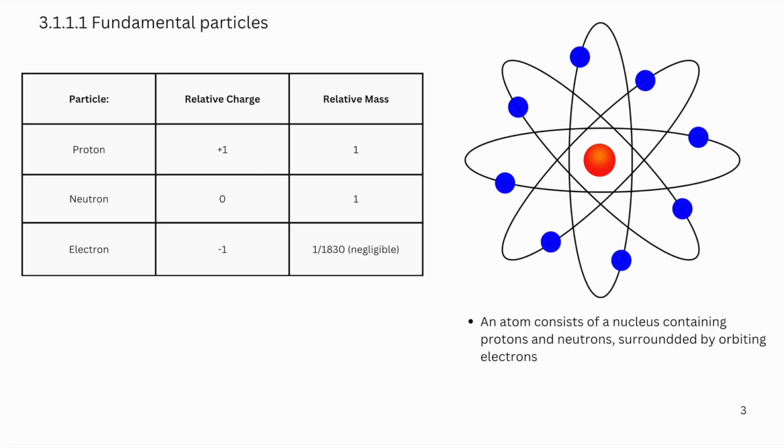Moving on, for the objective 3.1.1.1, you have to be familiar with the basic structure of the atom. An atom is made of a nucleus with protons and neutrons, orbited by electrons. You have to know the relative charge and relative mass of subatomic particles, which are shown in the table.